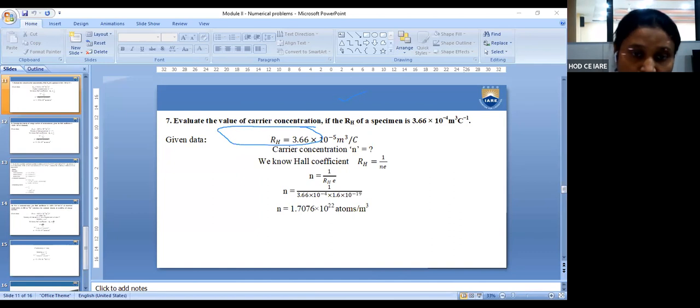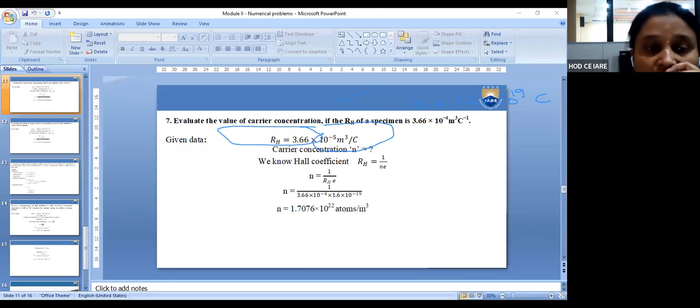Now in this problem, what is the formula for RH? RH is 1 divided by NE. What is N? N is called carrier concentration and E is the charge of electron. And what is the value of the charge of electron? 1.6 into 10 to the power of minus 19 coulombs. So here the RH value is given, and we are supposed to find the carrier concentration.